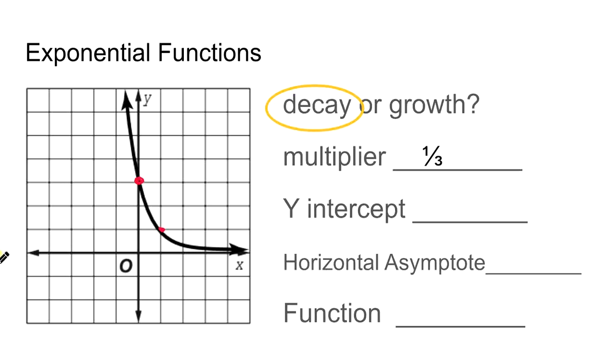Our y-intercept is 0, 3. Our horizontal asymptote is going to be y equals 0. And I'm once again going to get a function of y equals, our initial amount, the y-intercept, is 3. So y equals 3 times 1/3 to the x power.